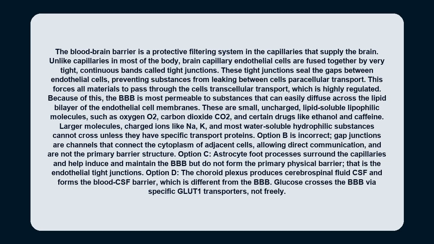Gap junctions are channels that connect the cytoplasm of adjacent cells, allowing direct communication, and are not the primary barrier structure. Option C. Astrocyte foot processes surround the capillaries and help induce and maintain the BBB, but do not form the primary physical barrier, that is the endothelial tight junctions. Option D. The choroid plexus produces cerebrospinal fluid, CSF, and forms the blood-CSF barrier, which is different from the BBB.